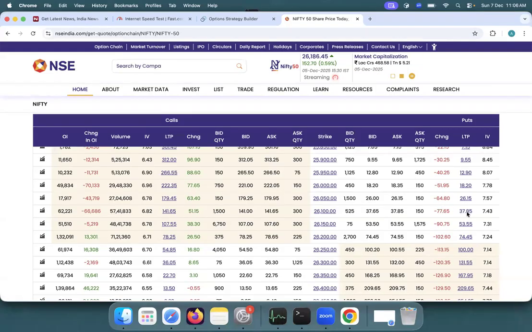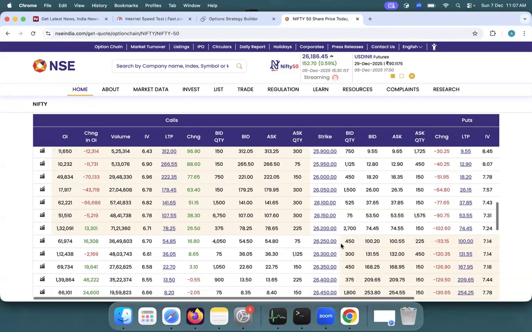For this, you will have to pay, let's say, 37 rupees. The current premium of this strike price is 37 rupees. And then there is a seller, because you're going to buy it from someone. It's a zero sum game. So if you buy from someone, there has to be a seller who will sell this to you. The seller will say, okay, I'm ready to give it to you, you give me 37 rupees. That is how a transaction takes place.